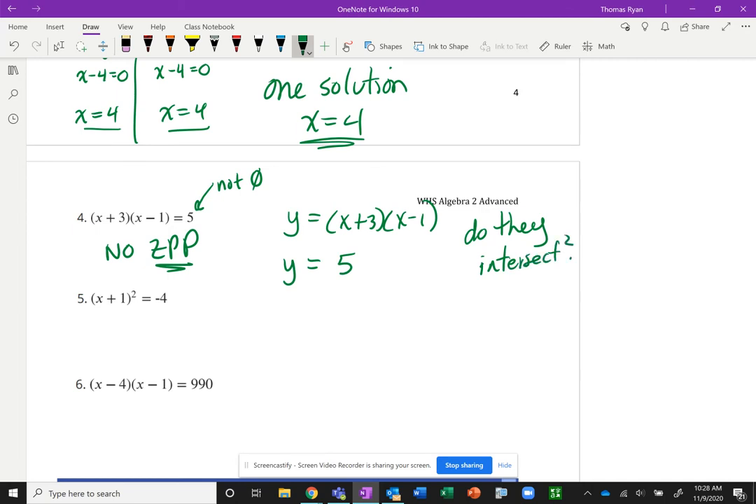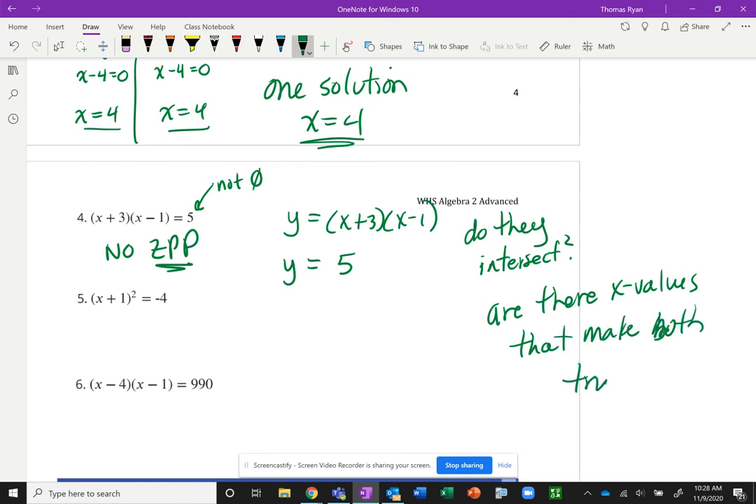Are there x values that make both of them true? Are there x values that make both true at the same time? Because that's what it needs to be an equation. The x values need to make the parabola true, and it needs to fall into line 5.